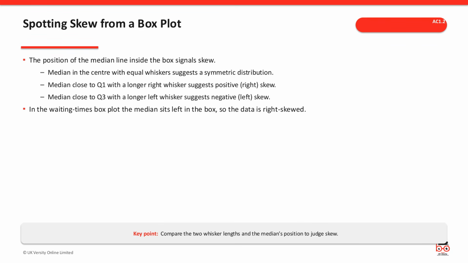You can read skew straight off a box plot from where the median line sits. Bang in the middle with even whiskers suggests symmetry. Pushed down towards Q1 with a longer right whisker points to positive, right skew, and pushed up near Q3 with a longer left whisker means negative, left skew. Go back to our waiting times plot. The median sat left in the box, so we'd call that data right skewed.